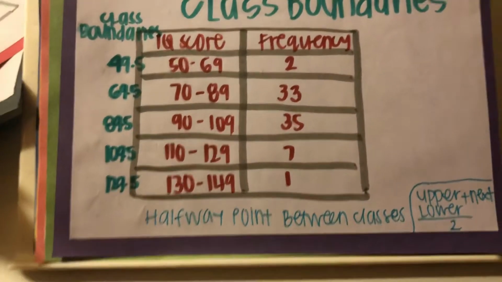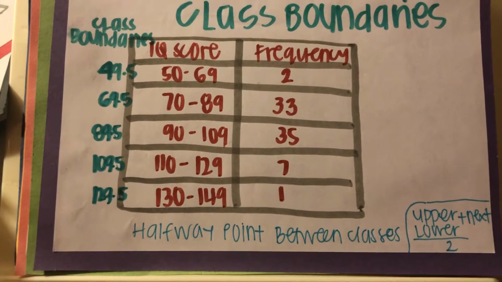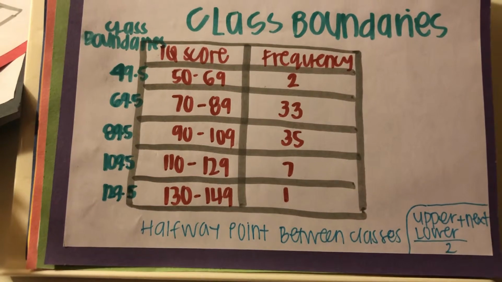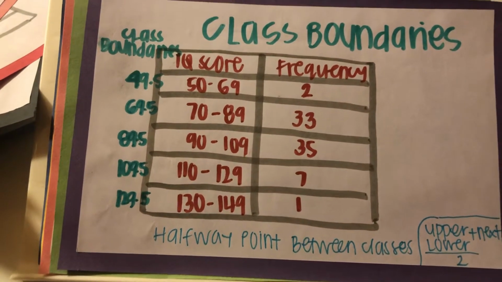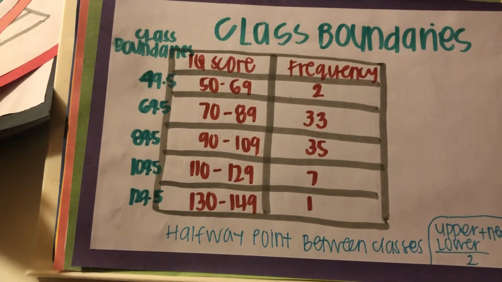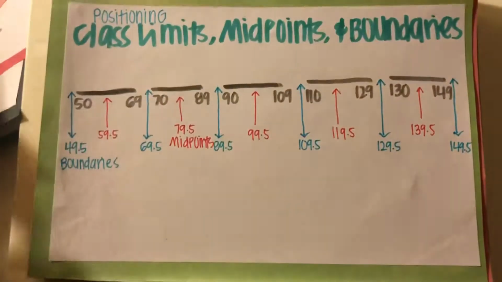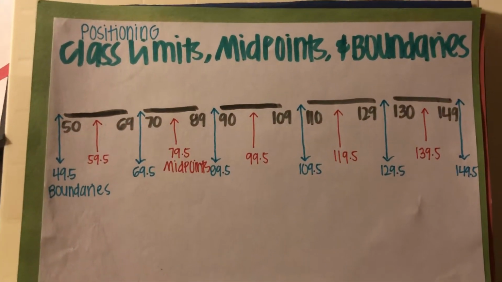The class boundaries. So the class boundary is the halfway point between each class. It's the upper plus the next lower divided by 2, which is about 0.5 difference of the first number in the class width. Okay, so this is how you position the class limits, the midpoints, and the boundaries.